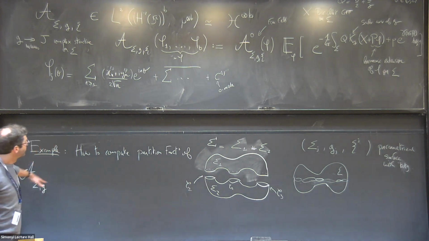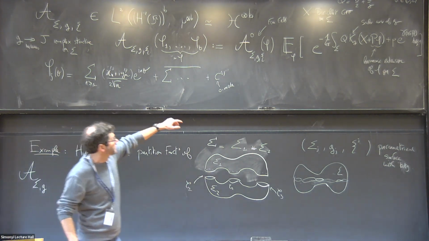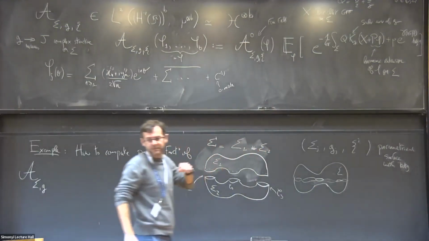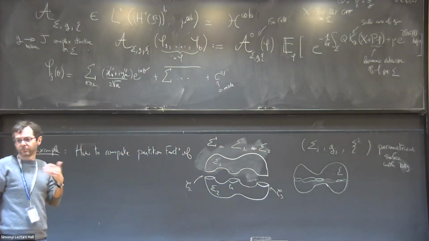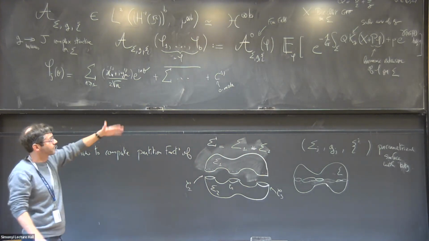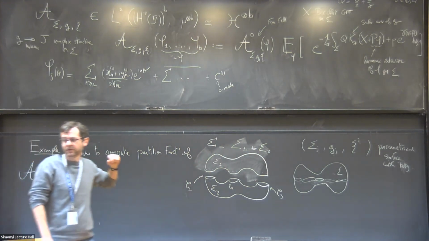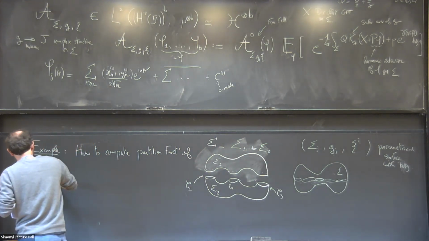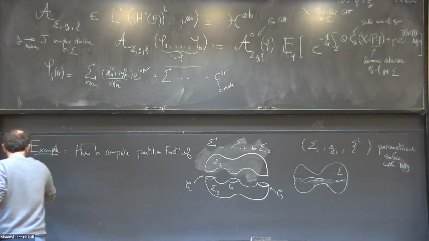I can also define the amplitude of a closed surface. Of course, in this case, I don't have the conditional expectation, and this is the way the Liouville partition function and correlation were defined. They are defined in terms of expectation of certain functionals of the Gaussian free field on the closed surface. And now, this thing is really an element in R.